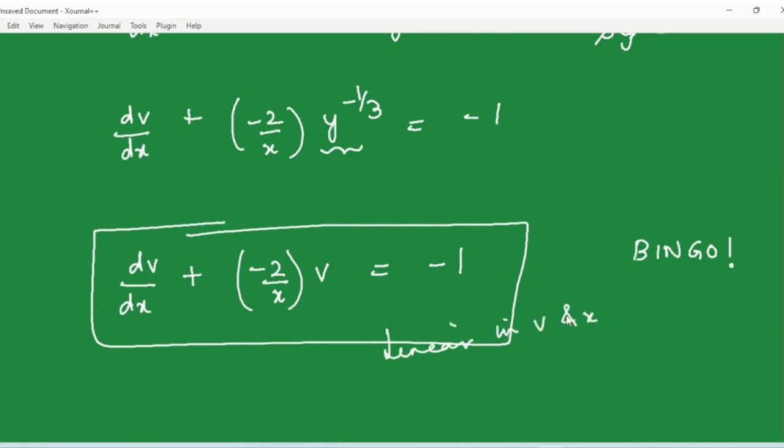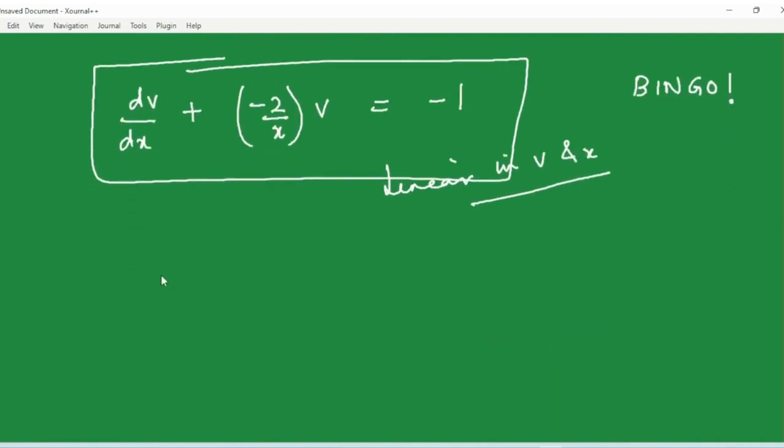And that is what we had expected, because the substitution z or v equal to y to power 1 minus the trouble power is always going to auto adjust the derivative and reduce the given differential equation, which is Bernoulli to begin with, into a linear differential equation in the new system of variables. And now since it's linear in v and x, we can very easily solve it.